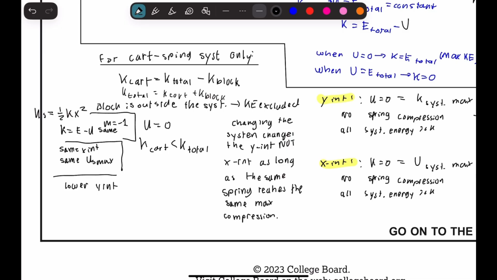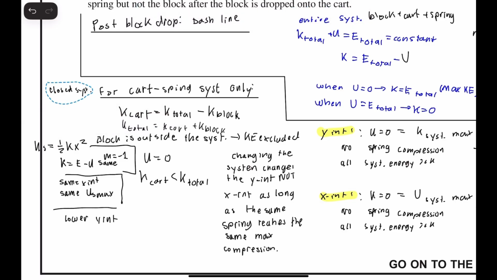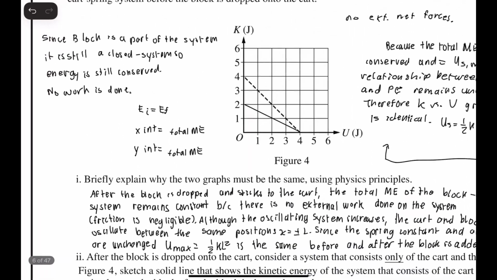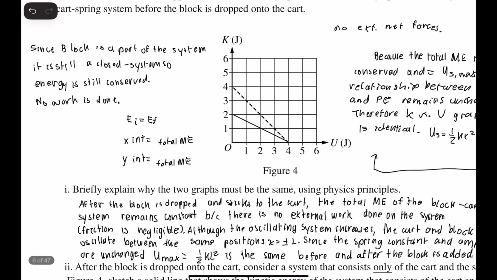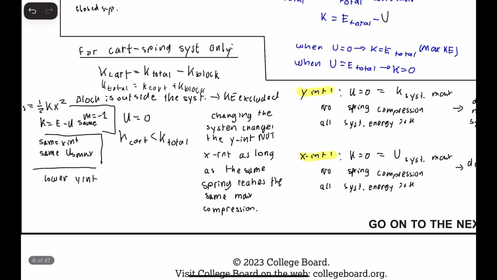So, yeah. Because the dashed line is the block-cart-spring system, and that's one closed system, right? A closed system with conserved mechanical energy. So that's for the dashed line. But then for the solid line, it has to lie slightly below it. So that would be like this, right? Because some of the kinetic energy was the block's. So that means the cart-spring system has less kinetic energy at any given potential energy.